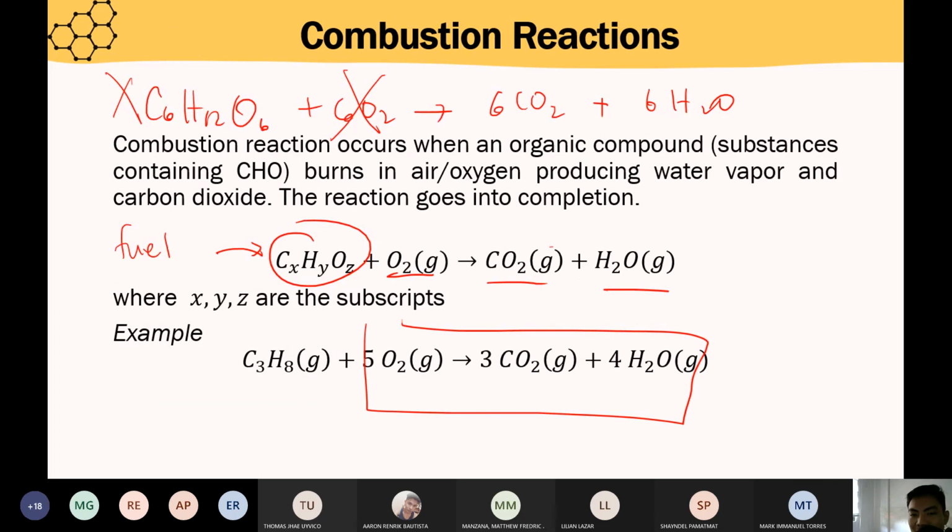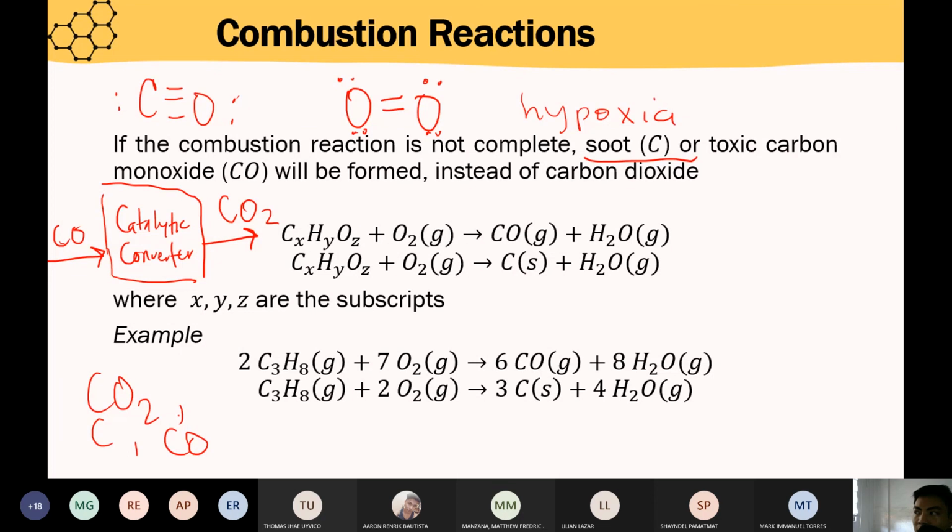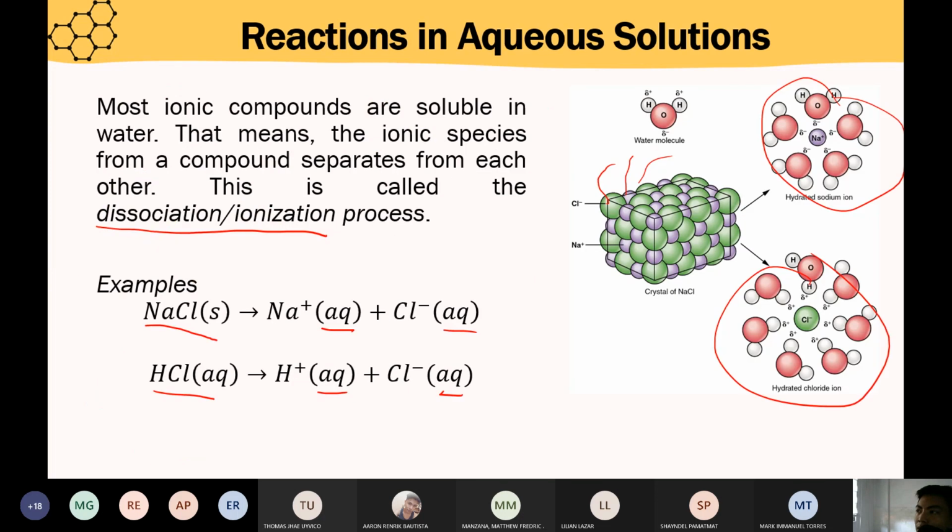So, we discussed combustion reaction. This is a reaction of fuels to produce carbon dioxide and water. And sometimes, if it is incomplete, it produces soot, yung carbon na kulay itim, sa ilalim ng lutuan natin. And carbon monoxide, the toxic gas, which can compete with oxygen, causing hypoxia to people. And then we have the reactions in aqueous solution. The idea first is that when you put them in water, they dissociate.